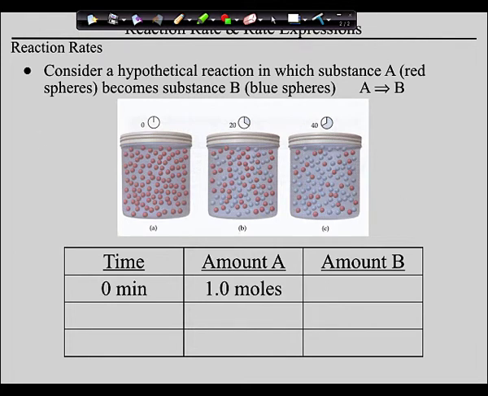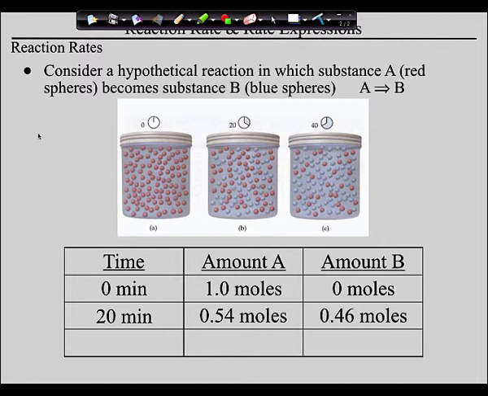At time 0, let's say that we've got 1 mole of A. How much B do we have? 0, right? There's no B at time 0. Now when we move on to 20 minutes later, what happened to the amount of A relative to 1 mole? It went down, right? Because that's what happens to reactants. They get consumed. So A went down to 0.54 moles. Where did the A go? Turned into B. So do the math, and how much B do we now have? 0.46 moles. You get the idea?